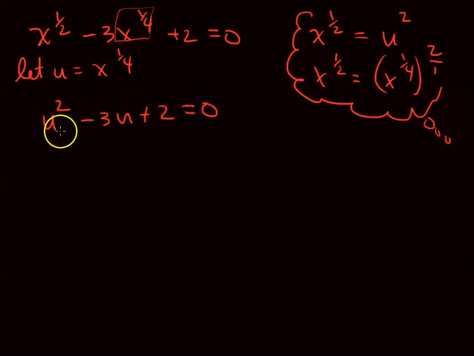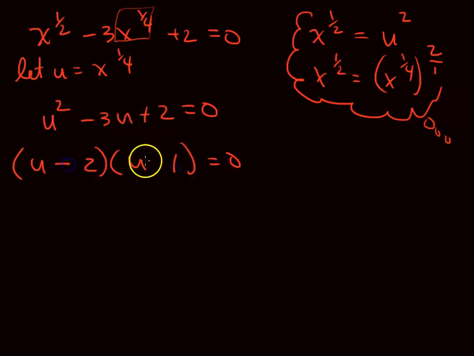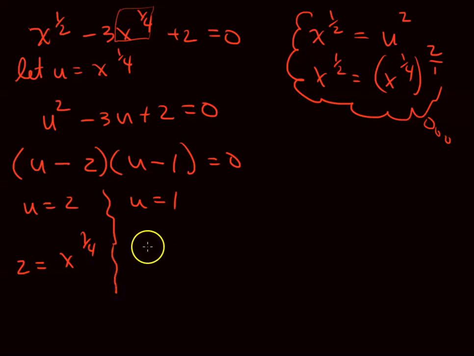An easier problem. Can I factor this? The factors of 2 that add up to 3? 2 and 1. u times u, 2 and 1, signs are the same, both negative. So u equals 2, or u equals 1. But we don't want u, so 2 equals x to the 1/4, or 1 equals x to the 1/4.